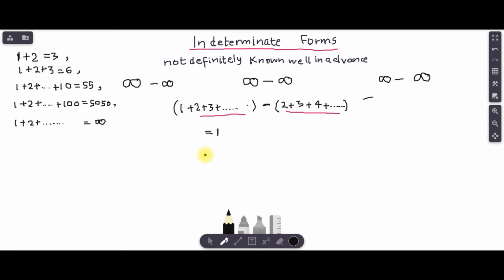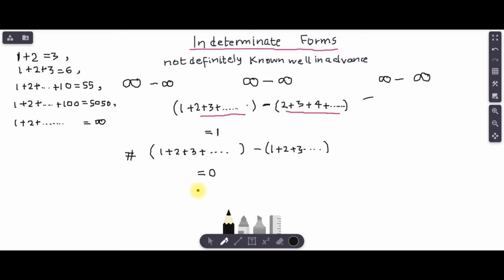Now, can the answer be 0? Yes, the answer can be 0. Taking another example, I can take 1 plus 2 plus 3 dot dot dot, and I'll take the same series here, 1 plus 2 plus 3. Looking at the format, we can't tell, so it's not known well in advance. When we simplify it, we come to know what the value will be. Both the series are the same and contain the same numbers, so the answer is 0.